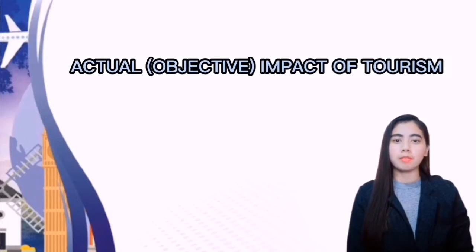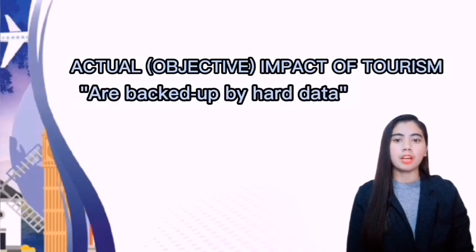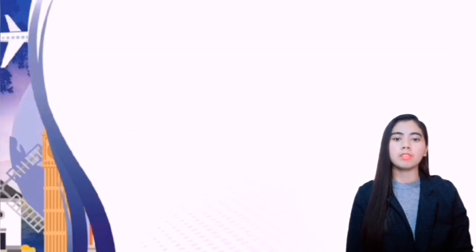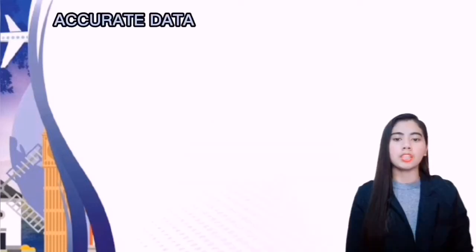Actual objective impacts of tourism are backed up by hard data. Most economic impacts, such as the increasing of population, number of jobs, amount of investment, and number of tourists received, generated by tourism are objective in nature and are quantitatively measured. Under actual and objective impact, we have accurate data.